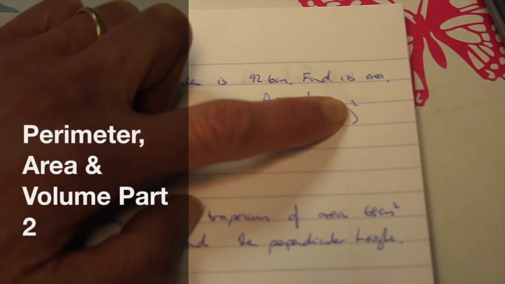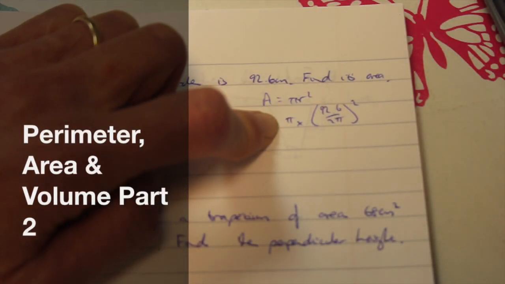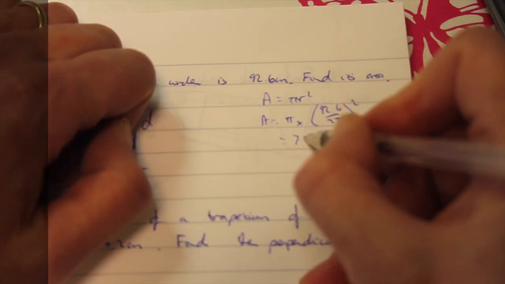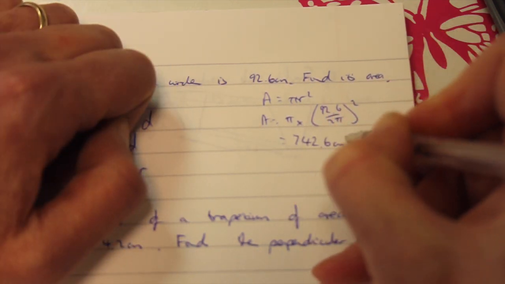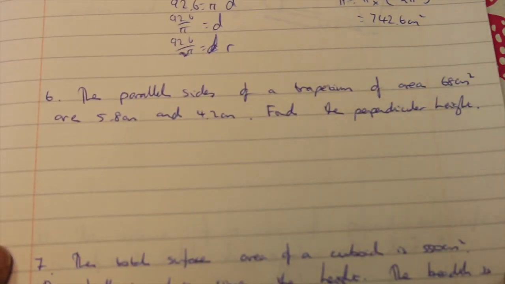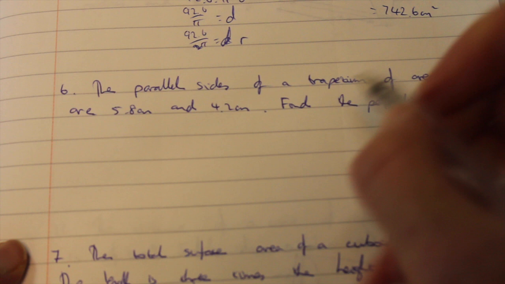Now I've got to square that and times it by pi, giving you an area of 742.6 centimetres squared. Number 6, the parallel sides of a trapezium.